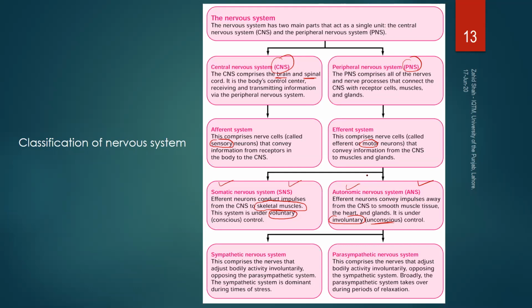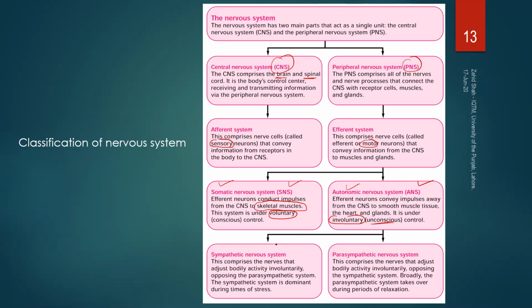The autonomic nervous system also has motor neurons, but they convey impulses away from the CNS to smooth muscle tissue. That is, for example, the muscles surrounding your arteries, the heart and glands. So it is under involuntary control. If you are feeling, for example, depressed, so you cry, your tears are just an example of the glands that are secreted. They are under involuntary control, and they are part of the autonomic nervous system.